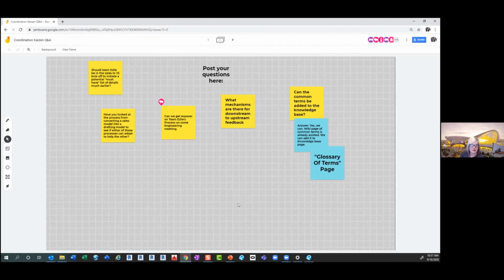One of these is, have you looked at the process of converting a sales model into a drafting model to see if either of those processes can adapt to help each other? There's definitely a lot going on in the background about looking at other things as far as modeling and processes. Kind of a big project. And what mechanisms are there for downstream to upstream feedback? I think this was also tackled by a previous Kaizen group, giving feedback.